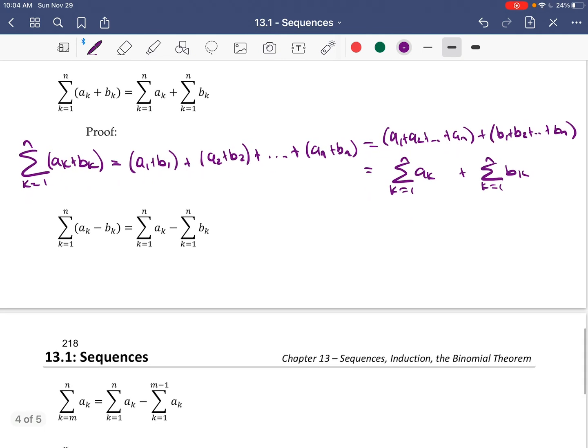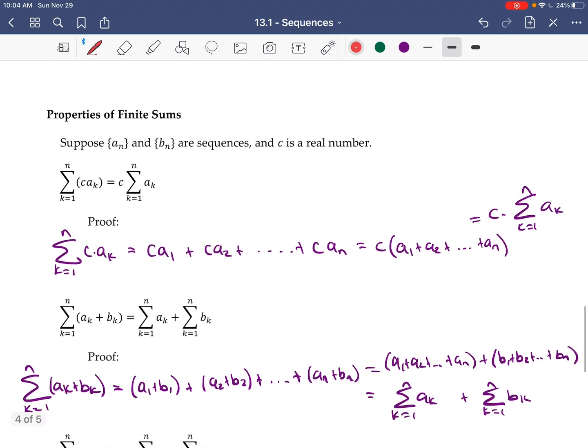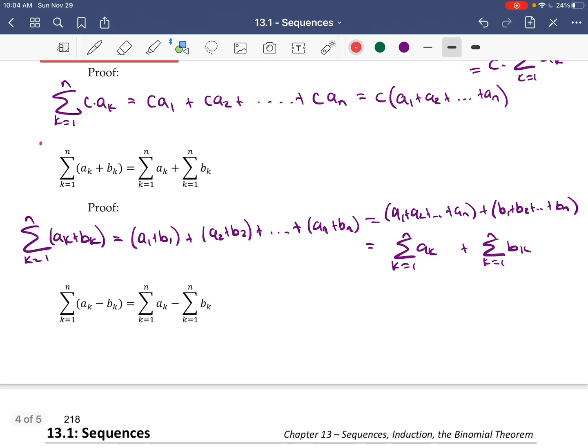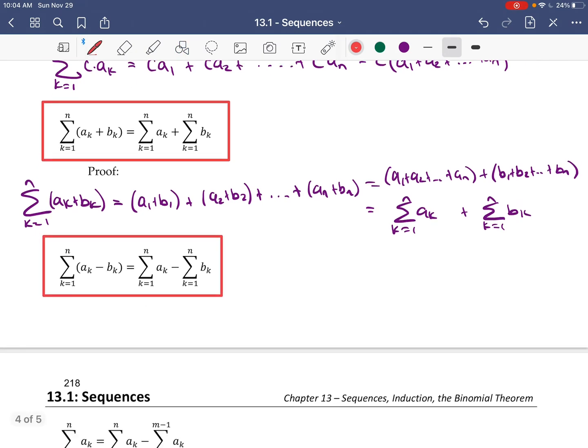It's the same for minus. I'm not going to prove this one. I am going to put these in little boxes though, just so they're a bit easier to see in the notes. This proof is the same as the one above.